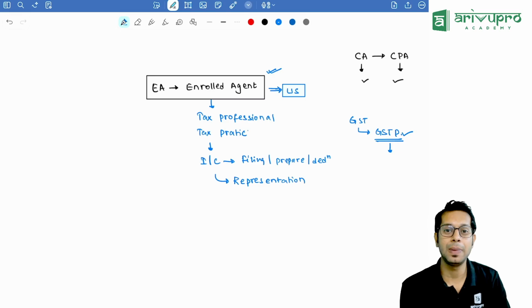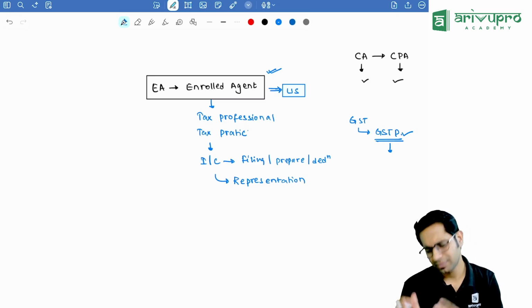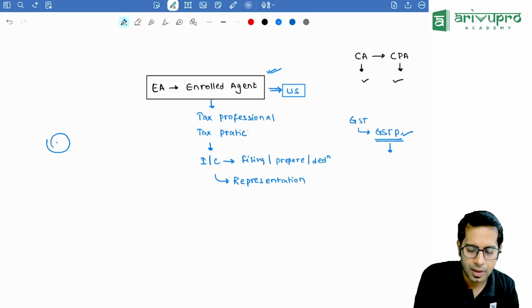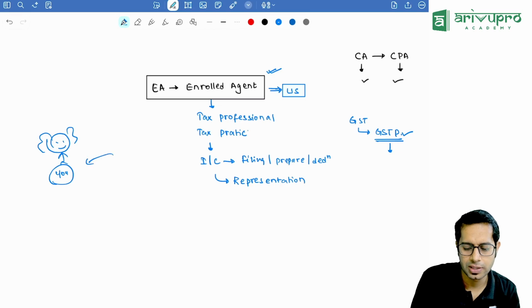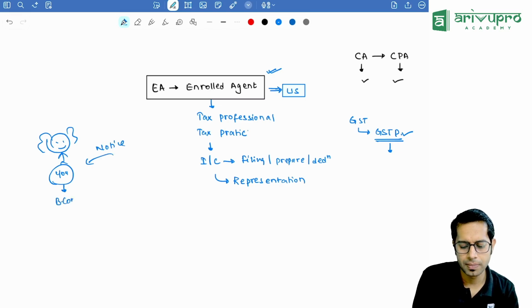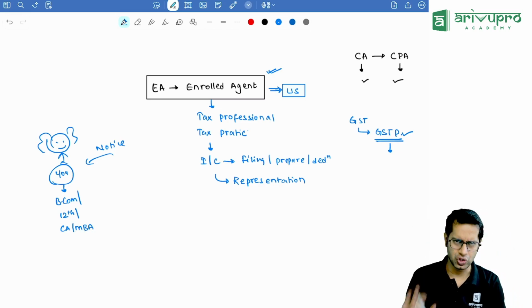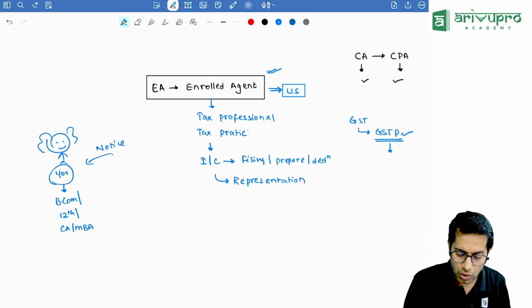Normally what happens is many people may not be qualified. For example, let us say you have received a notice from the income tax department in India. We have an income tax department in India, correct? Now let us say you have received a notice. You may be a person doing your BCom, or someone who has just completed your 12th standard. You may be a chartered accountant or a cost accountant or a company secretary, any type of professional, or you have completed your MBA, or you are a graduate. You can be any person. Now you have received this notice.